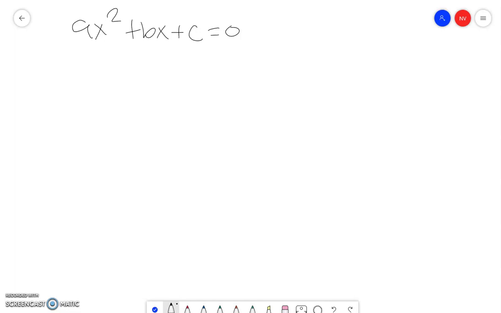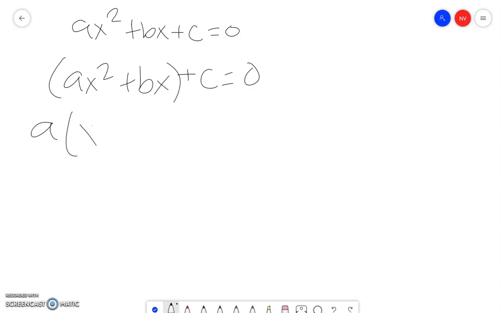So what we're going to do first is group the ax squared and the bx together, since they both have the x that we're going to be solving for. Then we're going to get it so that we just have a single x squared. So we're going to take a out, and if you're factoring a out of both, you get x squared plus b over a x. And then the c is still on the outside, equal to 0.